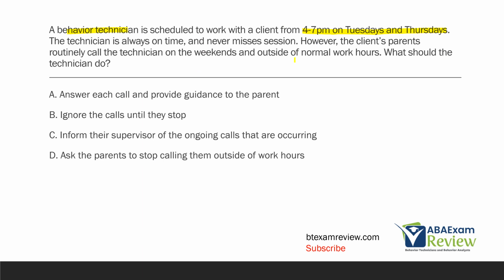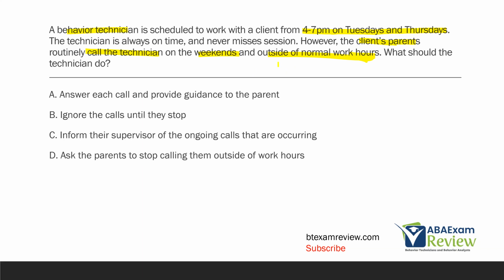However, you're under no obligation to be working when you're not on the clock, when you're not scheduled. Because as a technician, your job primarily is implementation and data collection. Your supervisor should be handling everything else, especially off the clock. And so if the client's parents are calling you on weekends and outside of normal work hours, that's going to be an issue. Now, you are fully allowed to answer and respond appropriately, right? Only things that you can answer. But for the most part, this is not where you should be communicating with parents. You should be communicating on session as authorized by your supervisor.